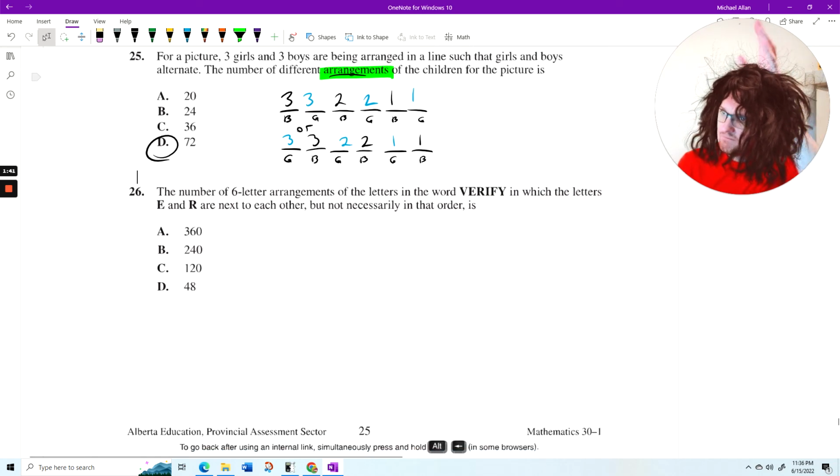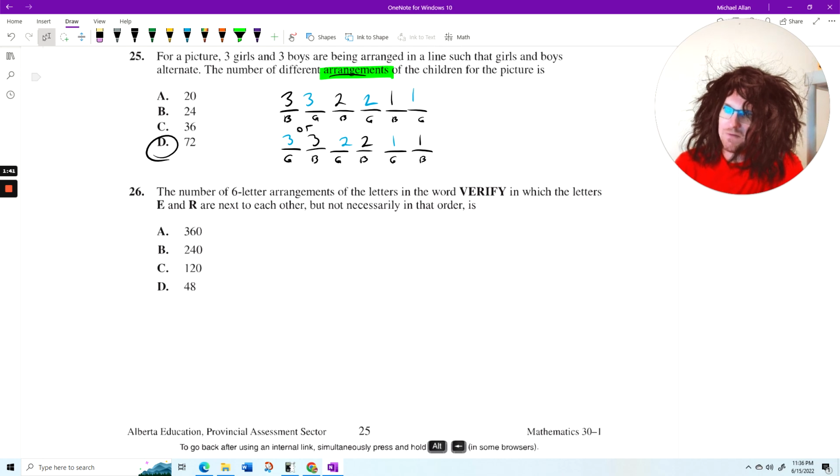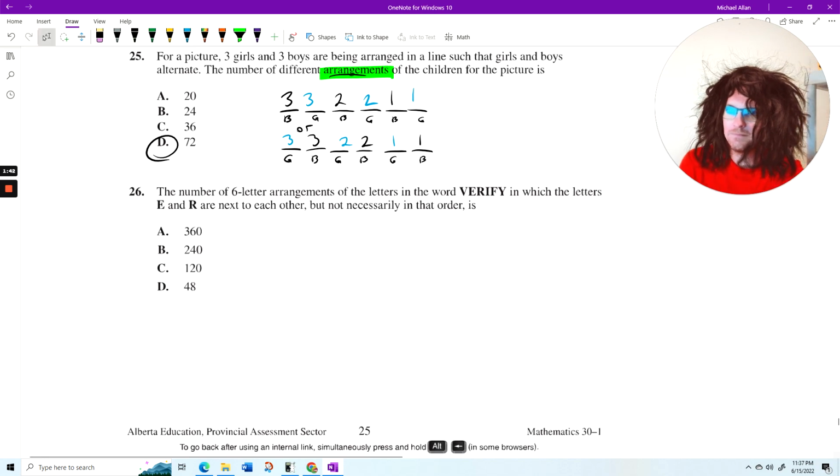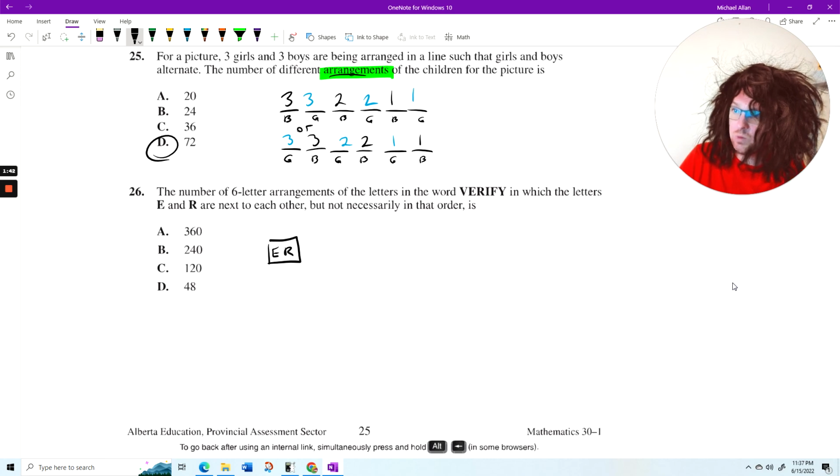Just be very careful, watch out for repeating letters. This one doesn't have any repeating letters, but if it did, you have to make sure those are accounted for. Here's a number of 6 letters, so 6 letters is all the letters, in which the letters E and R are next to each other, okay? So E and R, what I'm going to do is treat E and R as one letter. And then all the other letters, like V, I, F, and Y, so there's the other 4 letters, they're going to be treated as their own little block as well. So here I have 5 blocks.